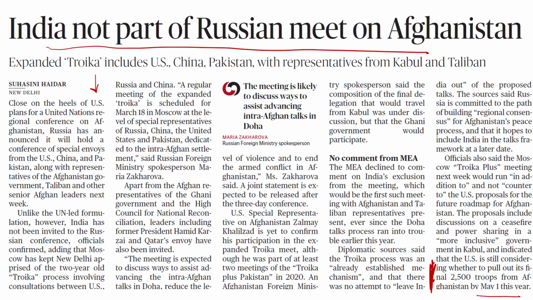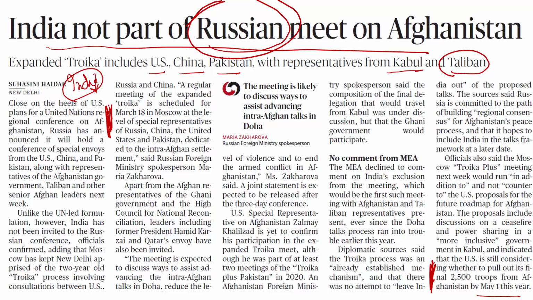And the United States proposed a formula. The United States said there should be a United Nations regional conference on Afghanistan. And in this regional conference on Afghanistan, India was also invited. But now, parallel to this United Nations regional conference, Russia has set up another meeting. And in this meeting, we will have the United States, China, Pakistan participating, representatives from Kabul, the civilian administration in Kabul, the Taliban will be participating, but Russia has excluded India. Let's see what happens as a result of these talks.